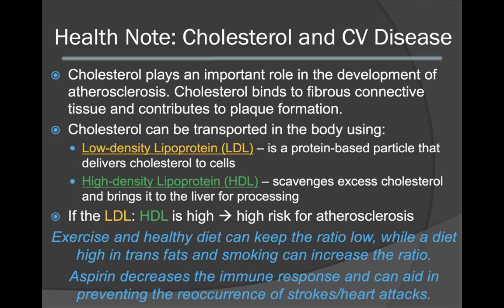In general, aspirin can help decrease an immune response. This is why people that have a heart attack are usually prescribed aspirin on a regular basis. This is because aspirin can aid in preventing the reoccurrence of both strokes and heart attacks by thinning out the blood so that the blood can easily flow through any of the areas that may have plaque formations.